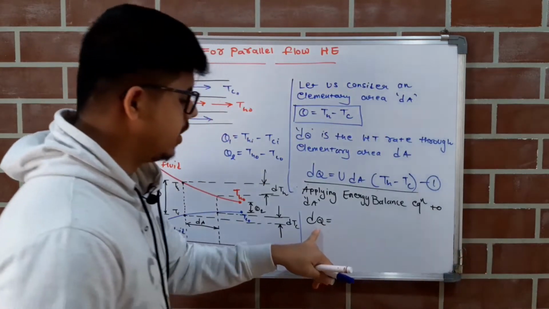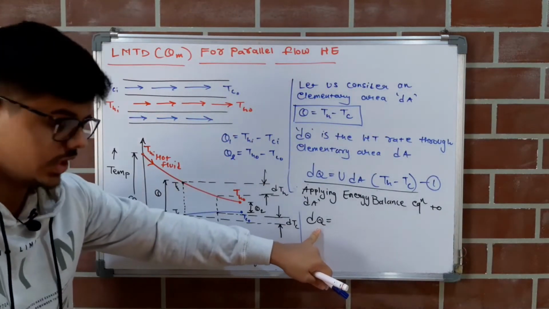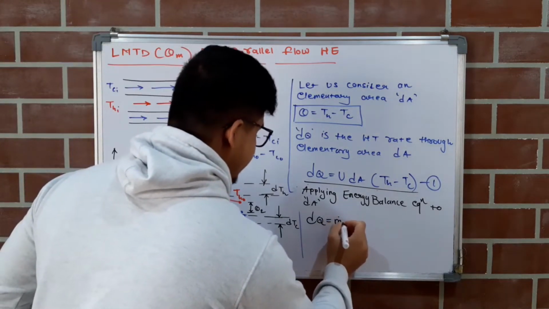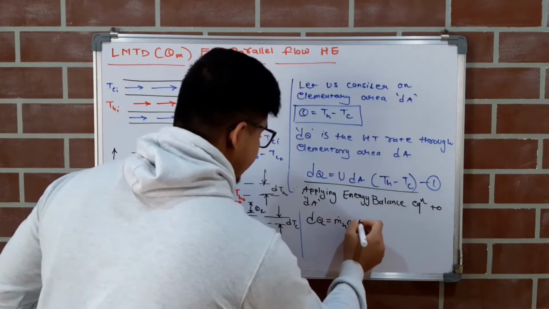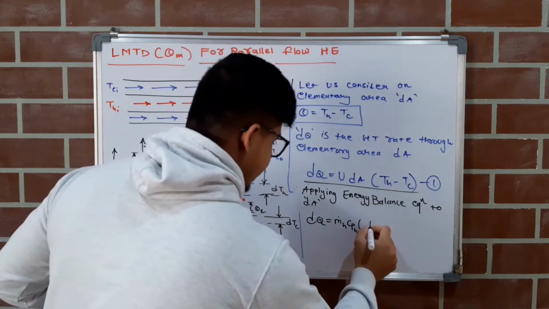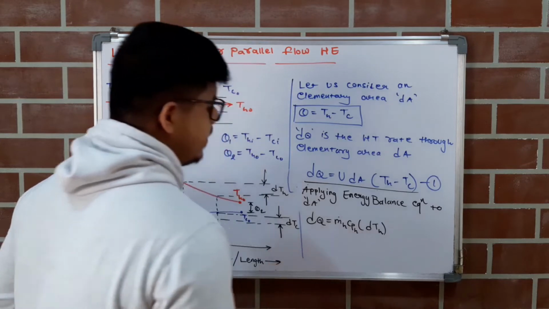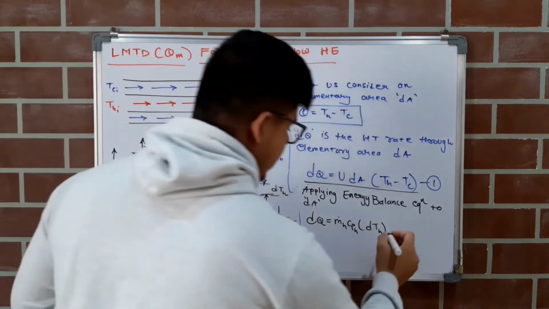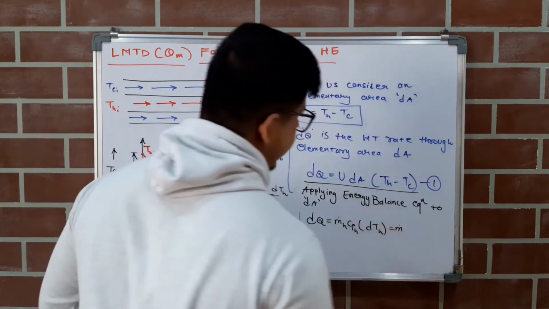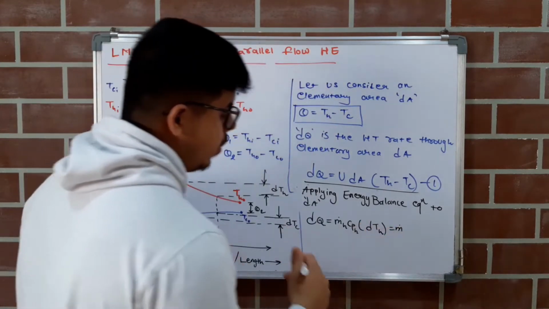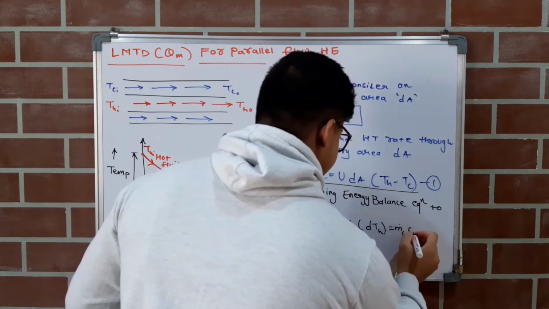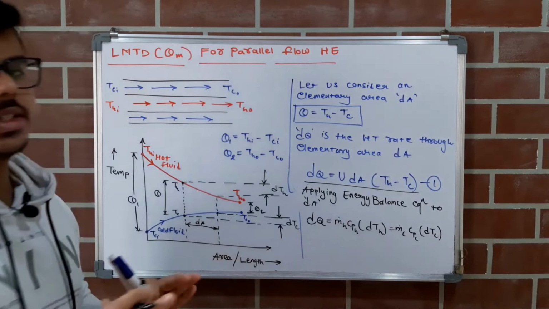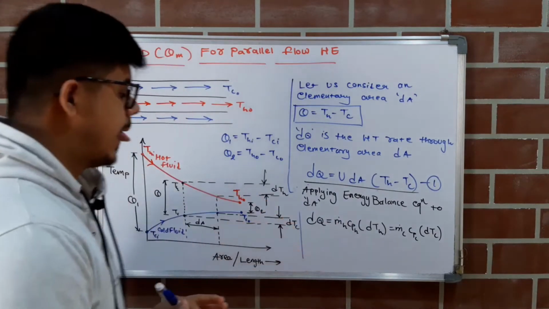So the heat transfer through our elementary area of the heat exchanger, dq, is equal to the heat lost by the hot fluid, that is m dot h Cph into the temperature difference dTh, which we had considered here, right? That is equal to the heat gained by the cold fluid, that is m dot c Cpc into dTc, right? We are considering the sensible heat, not the latent heat.